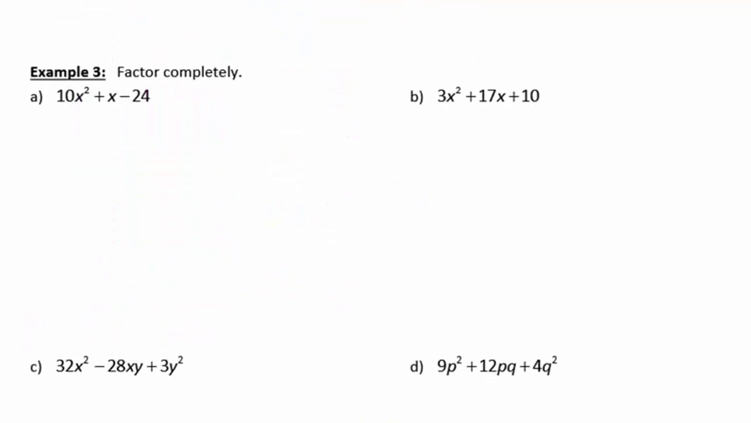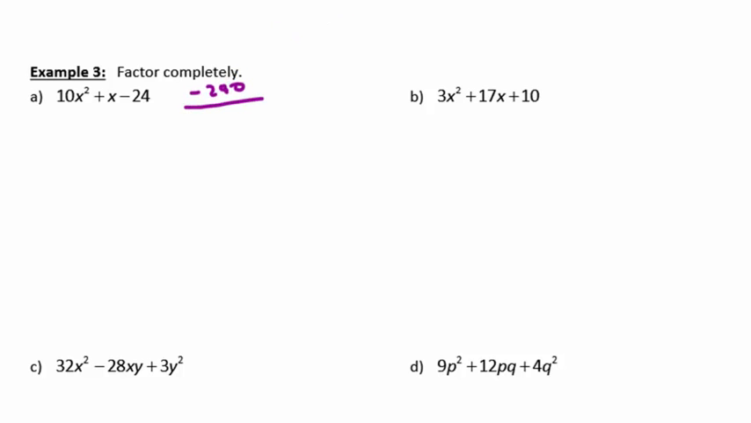Example 3, we want to factor completely. Some of these problems might have greatest common factors. If it does, I want to make sure I take care of that first. Let's be on the watch for that. Letter A does not have a greatest common factor, so I'm going to start by multiplying the coefficient of x squared and the constant. It's going to give me negative 240.